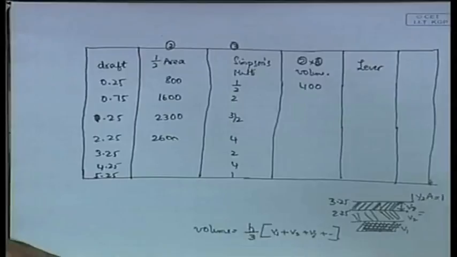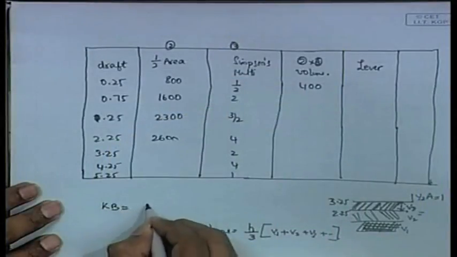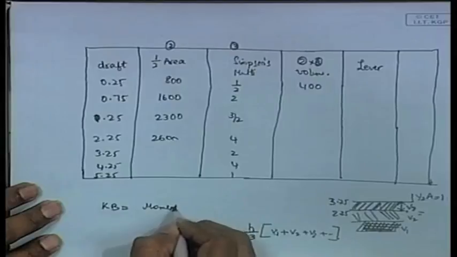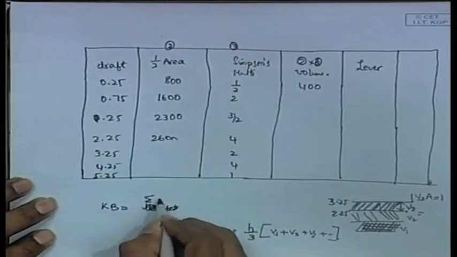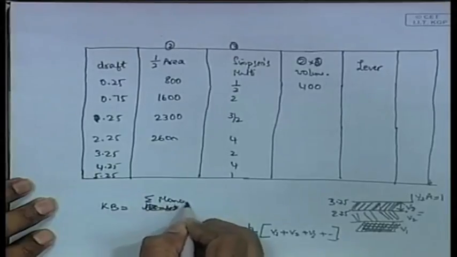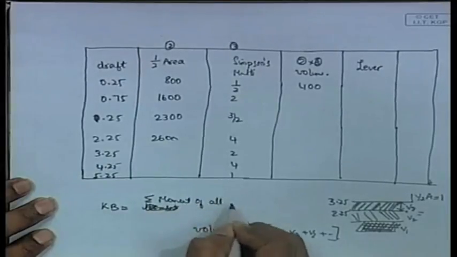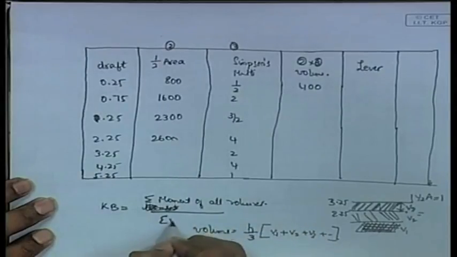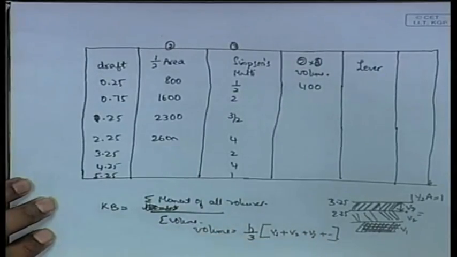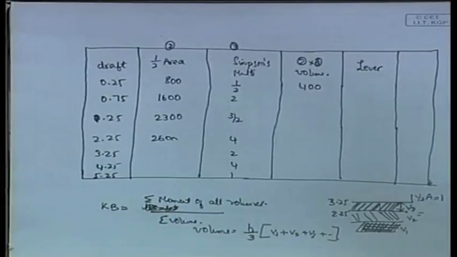This is to calculate Kb. Our final aim in doing this lever is to calculate Kb. So to calculate Kb, note that you have to find the total moment of each of the volumes. I'll write it: sigma moment of all volumes, divided by sigma volume. This will give you the Kb.